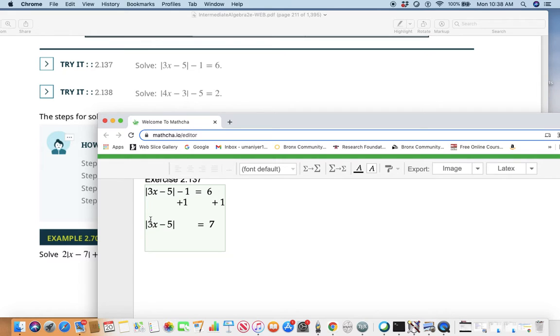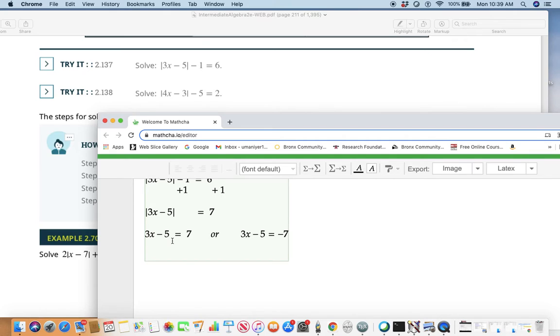At this point, absolute value of an expression is 7, which is a positive number. So the expression is positive 7 or the expression is negative 7. These are the two options. Notice this gives us two equations. One is here, the other is here. Let's solve each equation separately.